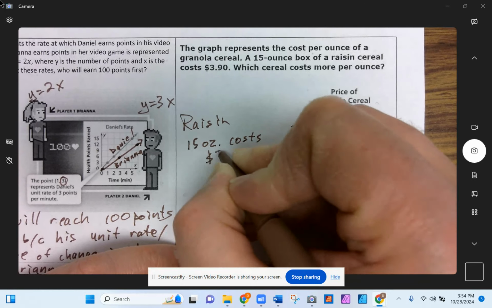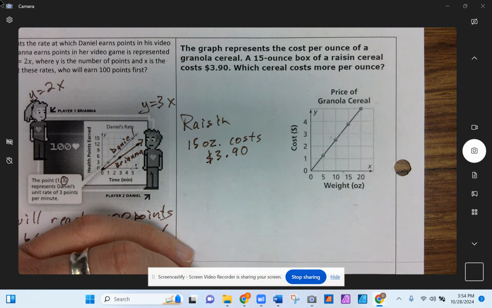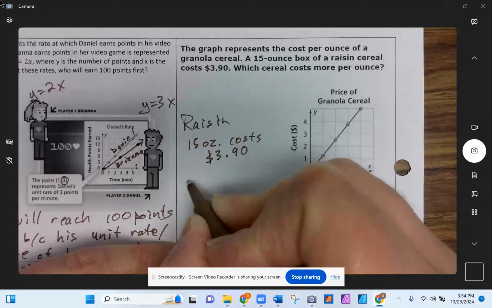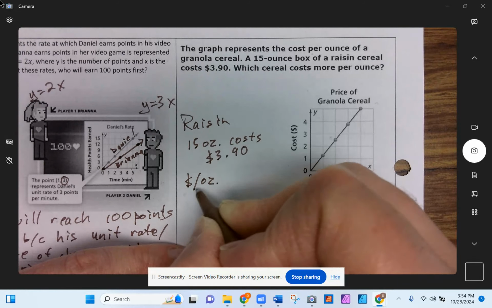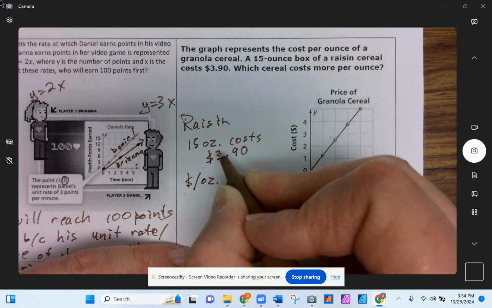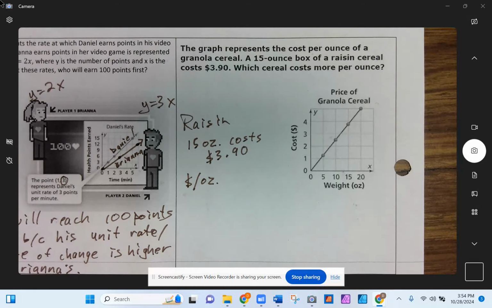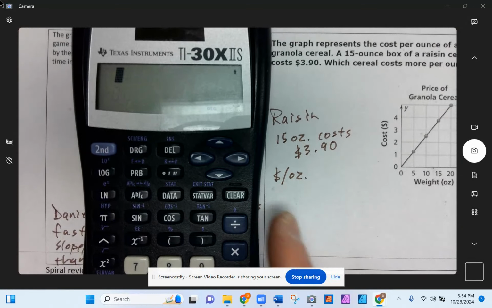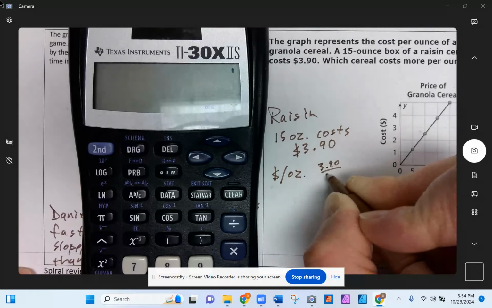So we'll say 15 ounces costs $3.90. Let's figure out our unit rate for this. Basically, it's how much it is per 1 ounce, so it's dollars per ounce. Since it's dollars per ounce, that means we divide. So we take that $3.90 and divide by 15, and that gets us down to the cost per 1 ounce. So we're going to say $3.90 divided by 15.